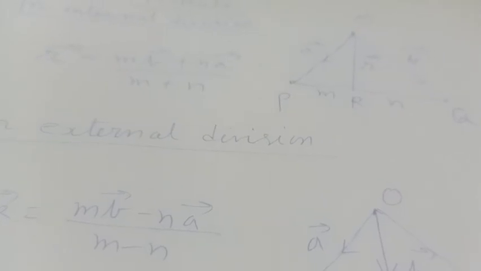This can be proved by using triangle law. You can prove this. Now if the division is external, then the formula slightly changes. Then we have, not QR, this will be OR. Vector OR, that is the position vector of R, will be given by (m vector b minus n vector a) upon (m minus n).